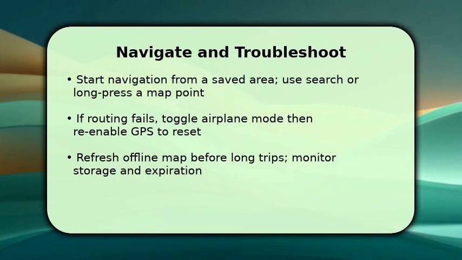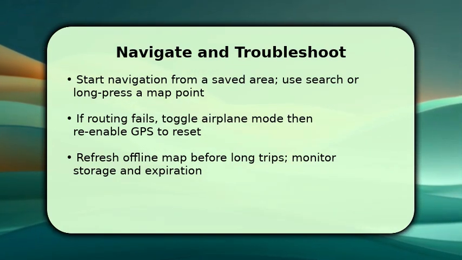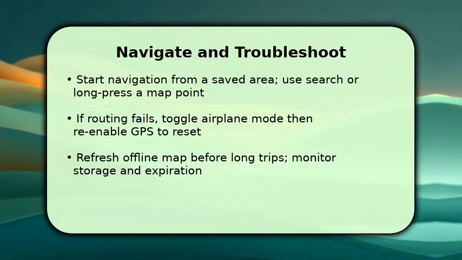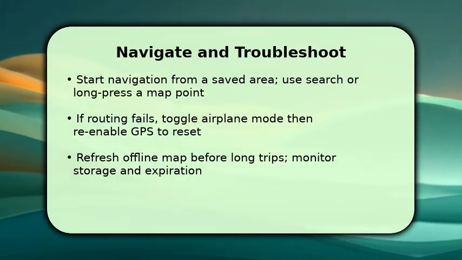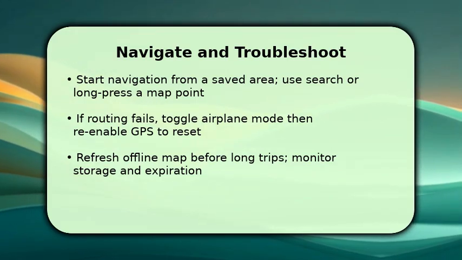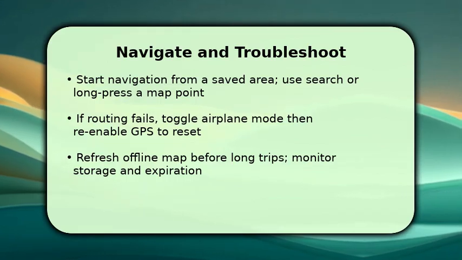To navigate, search a destination or long press on the offline map and tap directions. Maps will use the downloaded data to give turn-by-turn guidance. If routing doesn't appear, make sure GPS is active. Then toggle airplane mode briefly to reset the positioning service and reopen maps.